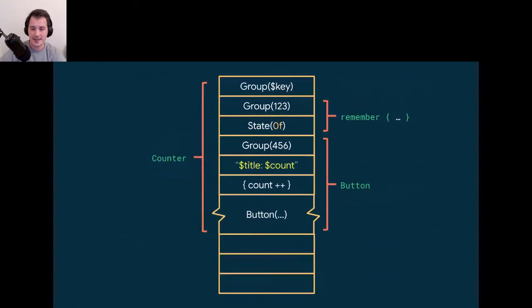As you can see, basically we described here our whole UI. We have this whole thing, which is a counter. We have this remembered state. Then we have this button. And in the button, we'll have the same, parts of it.